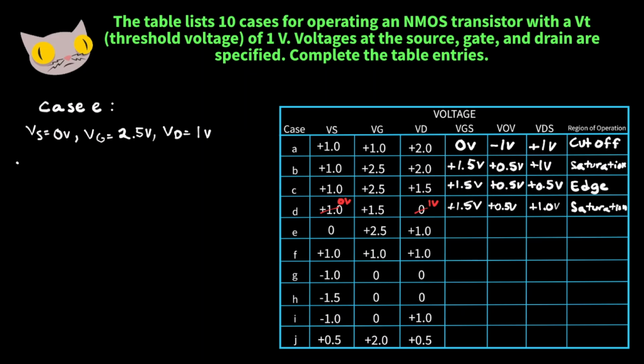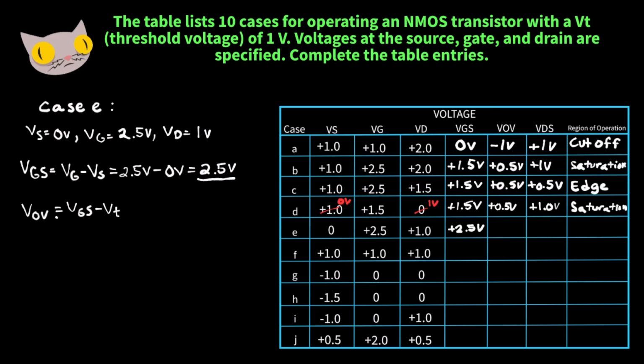Let's start with our gate to source. That's going to be 2.5 volts minus 0 volts, leaving us with 2.5 volts. That's greater than the threshold, so we're not in the cutoff region. Our overdrive voltage, VGS minus VT, that's going to be 2.5 minus 1, giving us 1.5 volts.